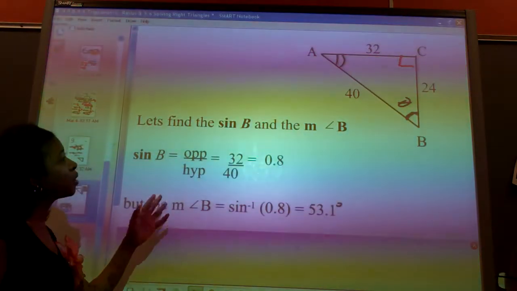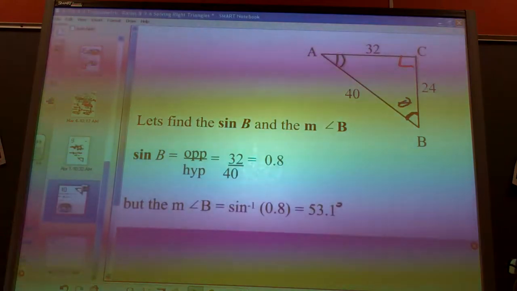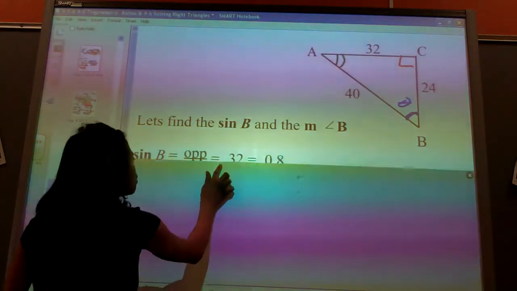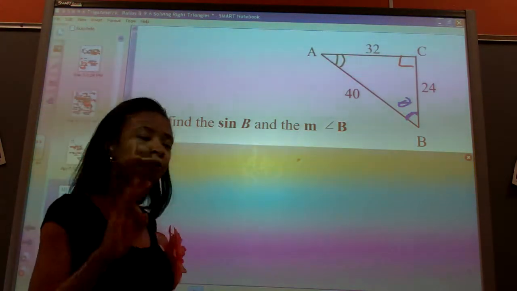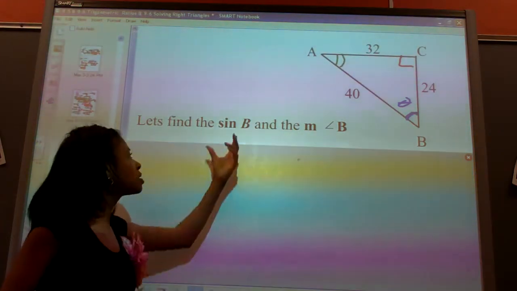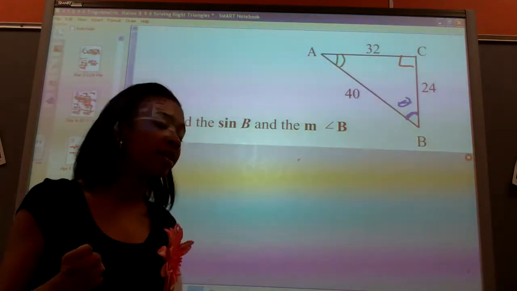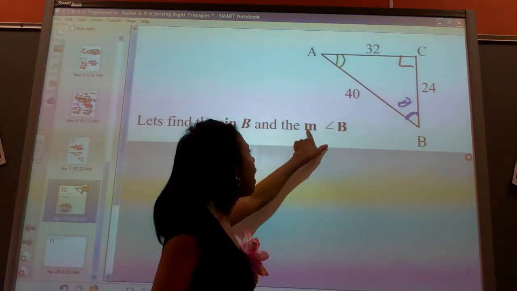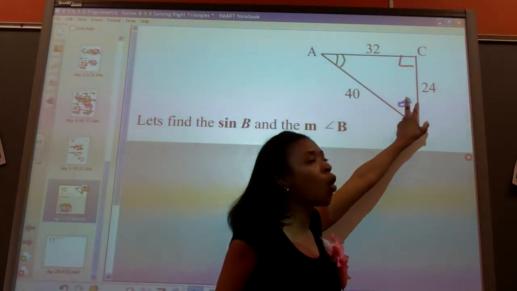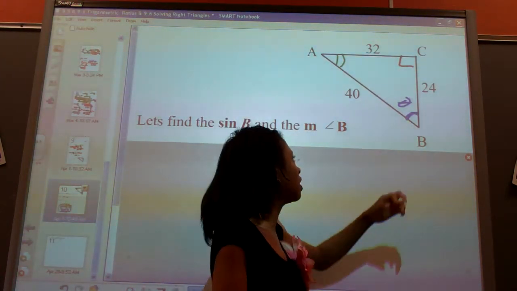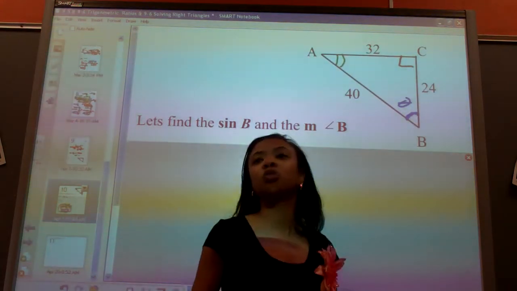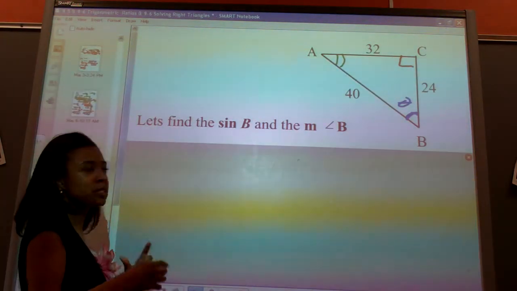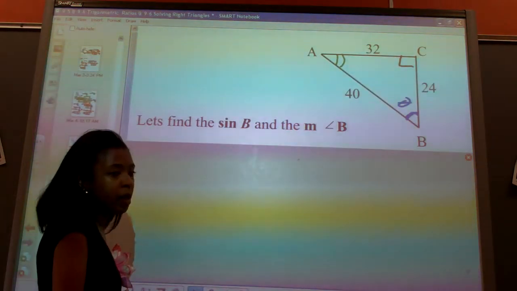All right. So here we have this same triangle. And now let's say we need the sine of B and the measure of angle B. Let's first of all remember, sine B is different than the measure of angle B. Sine B means compare the two legs. Sine is the opposite over the hypotenuse. Finding the measure of angle B means I want to know what's the angle's measure. Is it 32 degrees? Is it 88 degrees? What is the measure of angle B? Okay? So let's first find the sine, the comparison of the opposite over the hypotenuse.